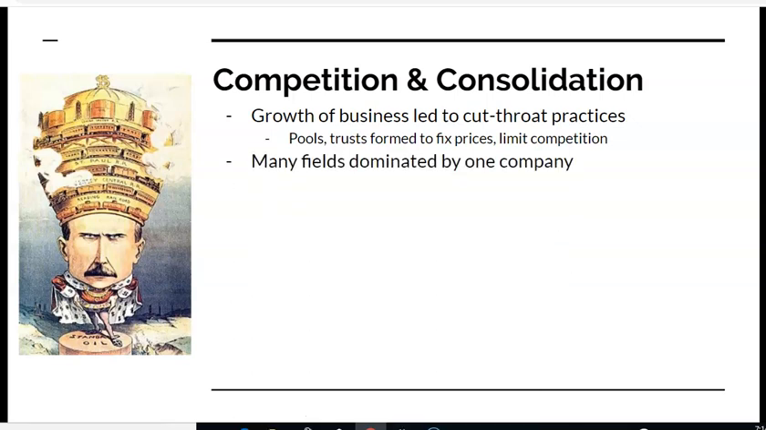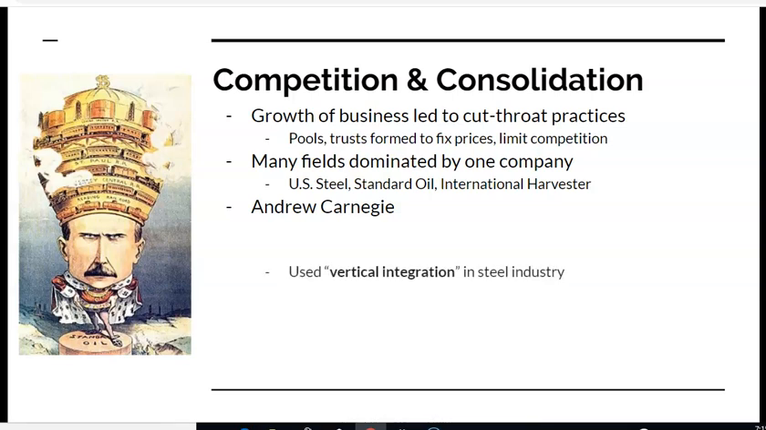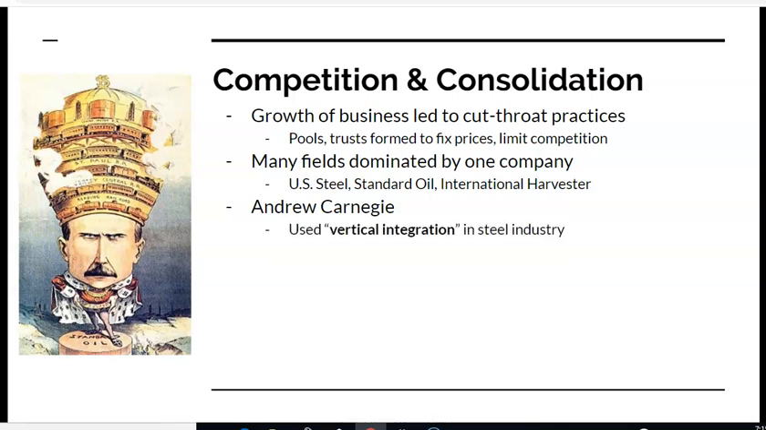Many fields were dominated by one company. For instance, U.S. Steel dominated the steel industry, Standard Oil the oil industry, and International Harvester cornered the production of mechanized farming tools. One of the most prominent figures, Andrew Carnegie, was the founder of U.S. Steel, and he used something known as vertical integration in the steel industry.